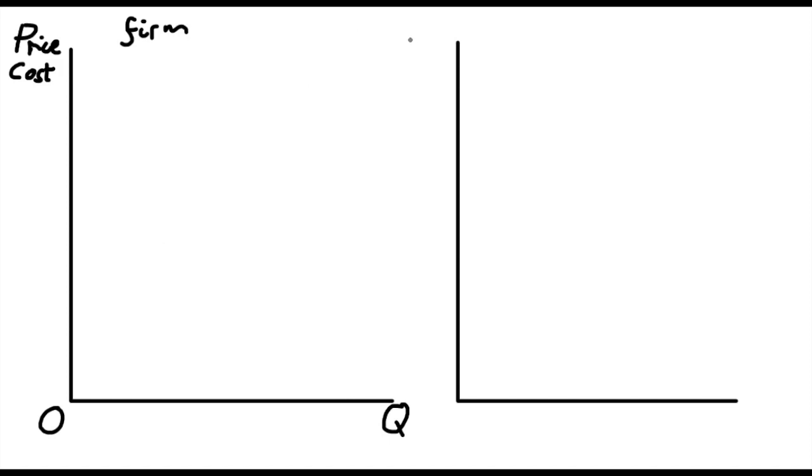Over here we're also going to look at an individual firm, but in this case this firm is practicing price discrimination, and first degree price discrimination at that. So it will also have a price and cost level of production, it will have a quantity and a unit cost. Okay, so start off on the left hand side over here.